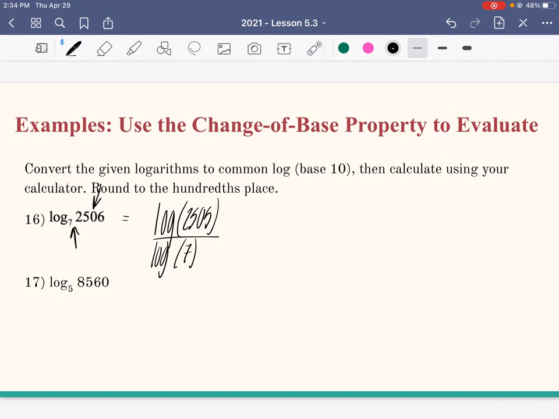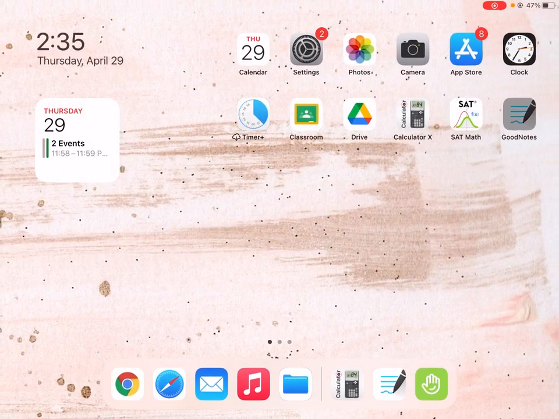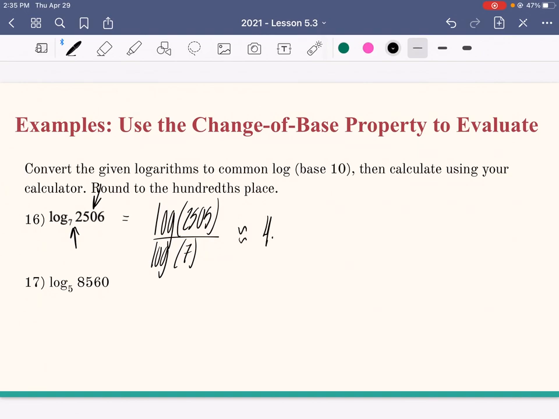So then in your calculator, you would just pull this up. I'm going to show you guys real fast. The log button is typically over here to the left side, so plug in log of 2506, close parentheses, divided by log of 7, close parentheses, and that log button on your calculator is a common logarithm, okay? So it's about 4.02. And the hundredths place is 2 spots after the decimal, so we'll leave it like that.